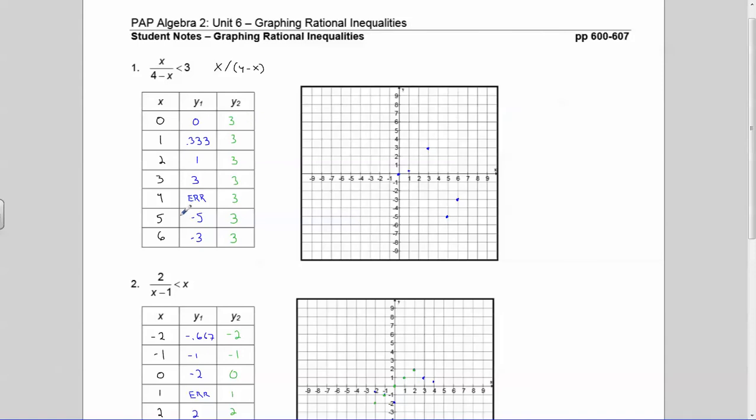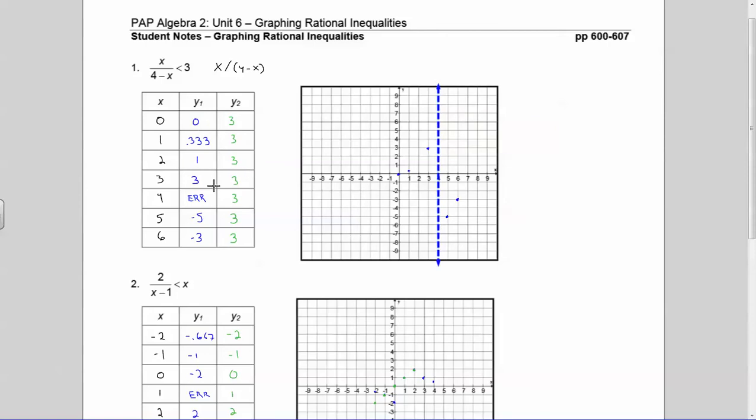When you go to your table, you should see these values from 0 to 6. Go ahead and fill those in on your student notes. And let's take a look at the graphs for these. So the rational part of it is the left side, and you can see the pattern that those points are making. I'm going to put the asymptotes here. If we look at our table, we know there's an asymptote where x equals 4. So we'll put that here.